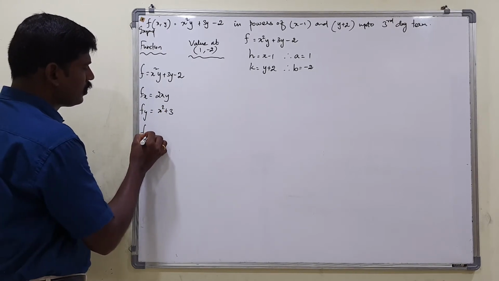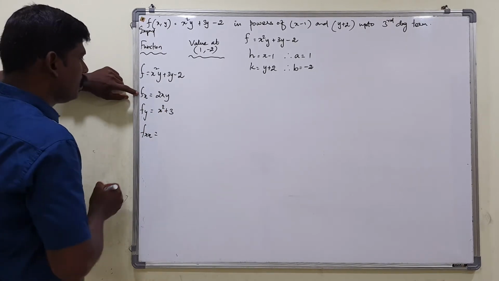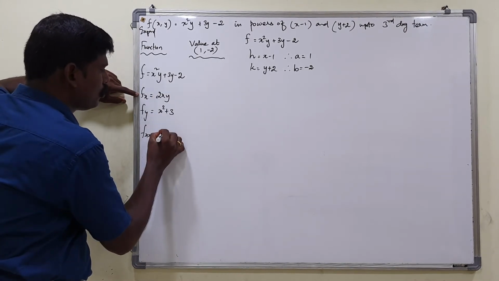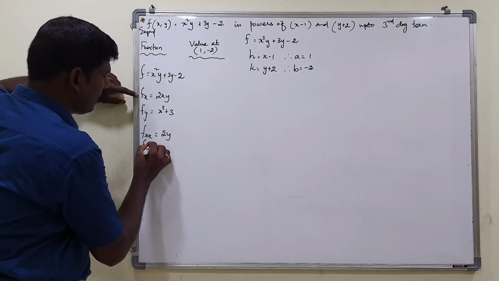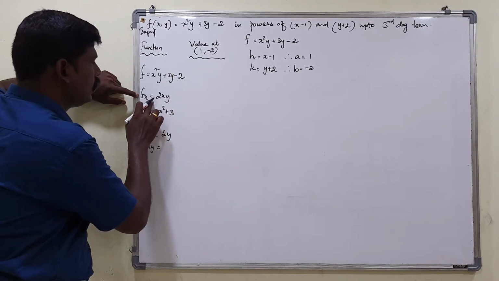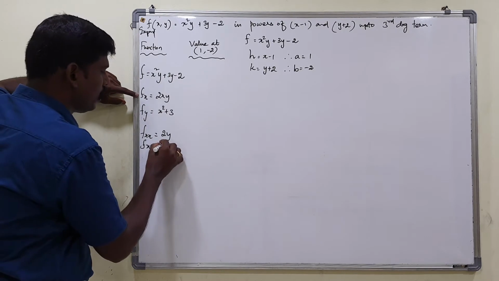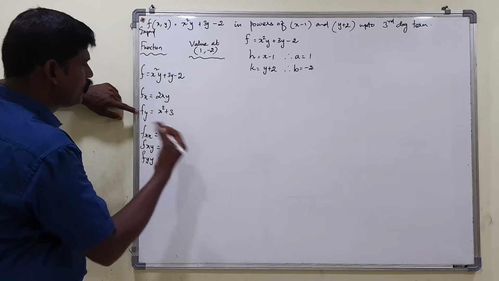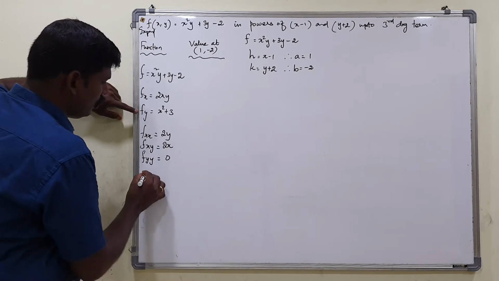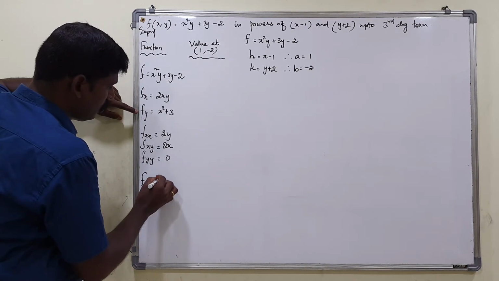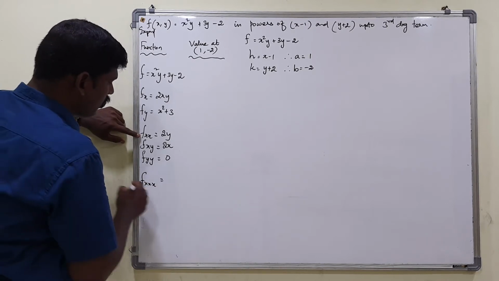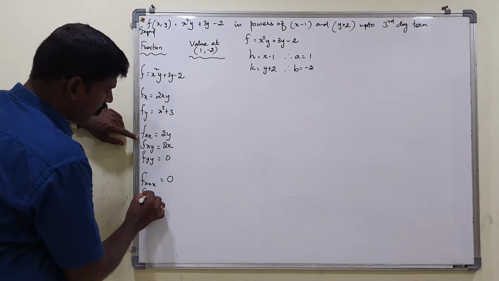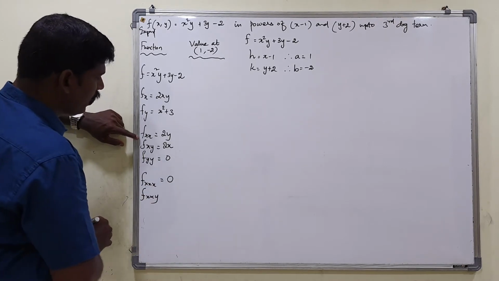And then f double x is equal to taking the partial derivative of fx once again with respect to x. So x becomes 1, so 2y. f xy is equal to, differentiate this with respect to y becomes 1, so 2x. And then f double y, with respect to y once again, becomes 0. Then f triple x is equal to the derivative of f double x with respect to x once again, so 0. f double x with respect to y becomes 2.